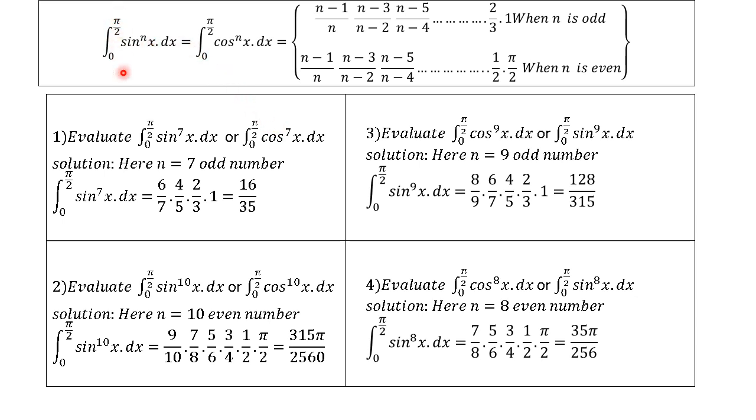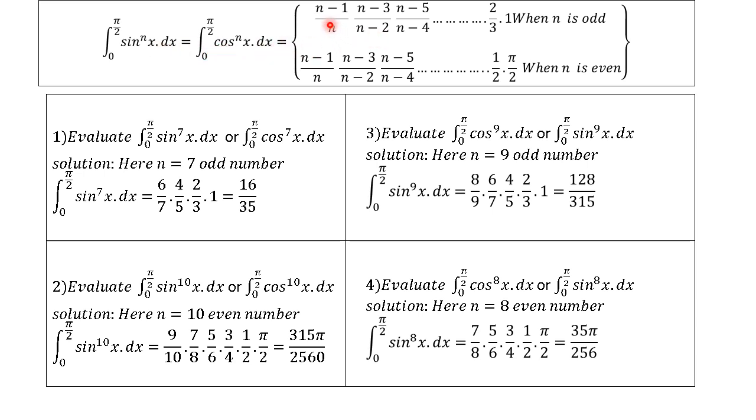Between the limits 0 to pi by 2. See here, for sine and cos, both integration of sine to the power n x dx as well as integration of cos to the power n x dx, limits running from 0 to pi by 2, have identical formula. Both formulas are one and the same.